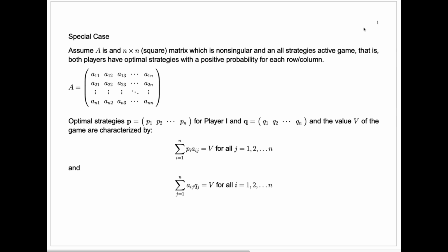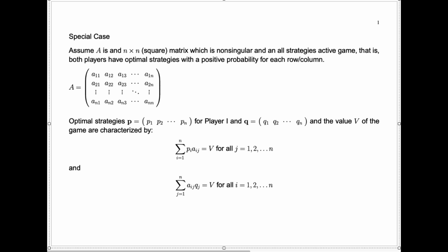Also, we're going to only look at the special case when the game is an all strategies active game. What does all strategies active mean? That means that there have to exist optimal strategies for both sides, in which the probability for each pure strategy, for each individual strategy, is positive. So there are no eliminated strategies, no strategies which get ignored in optimal strategies for each player.